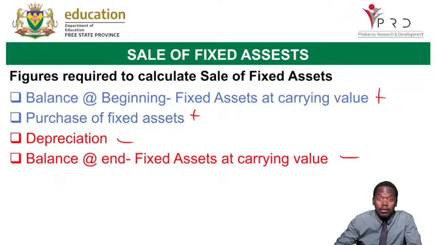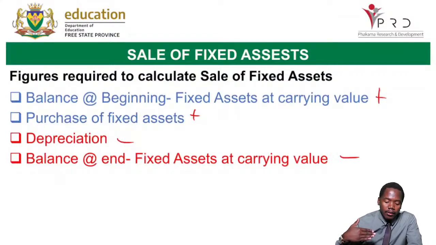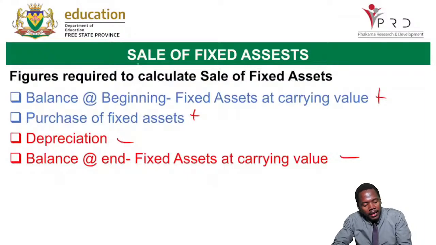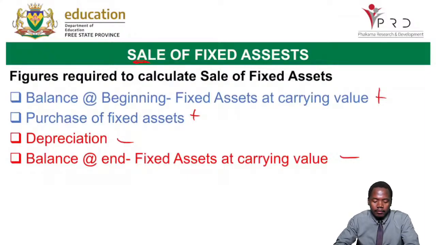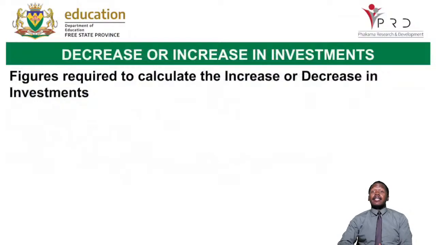Some learners may decide to say depreciation plus balance at the end at carrying value for fixed asset minus balance at the beginning for fixed asset at carrying value minus the purchase of fixed asset. That is how we get the sale if it's not given. Okay? Next one. We now look at the decrease or the increase in investment. Remember, this is also part of our investing activities.